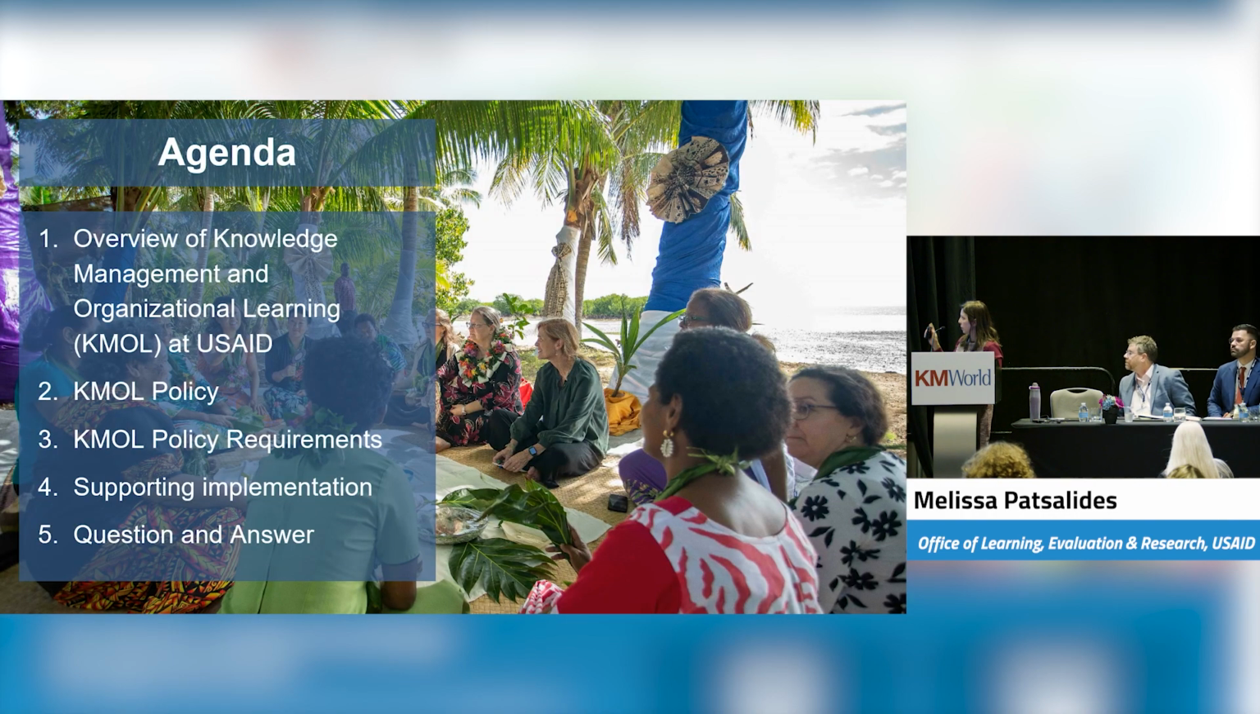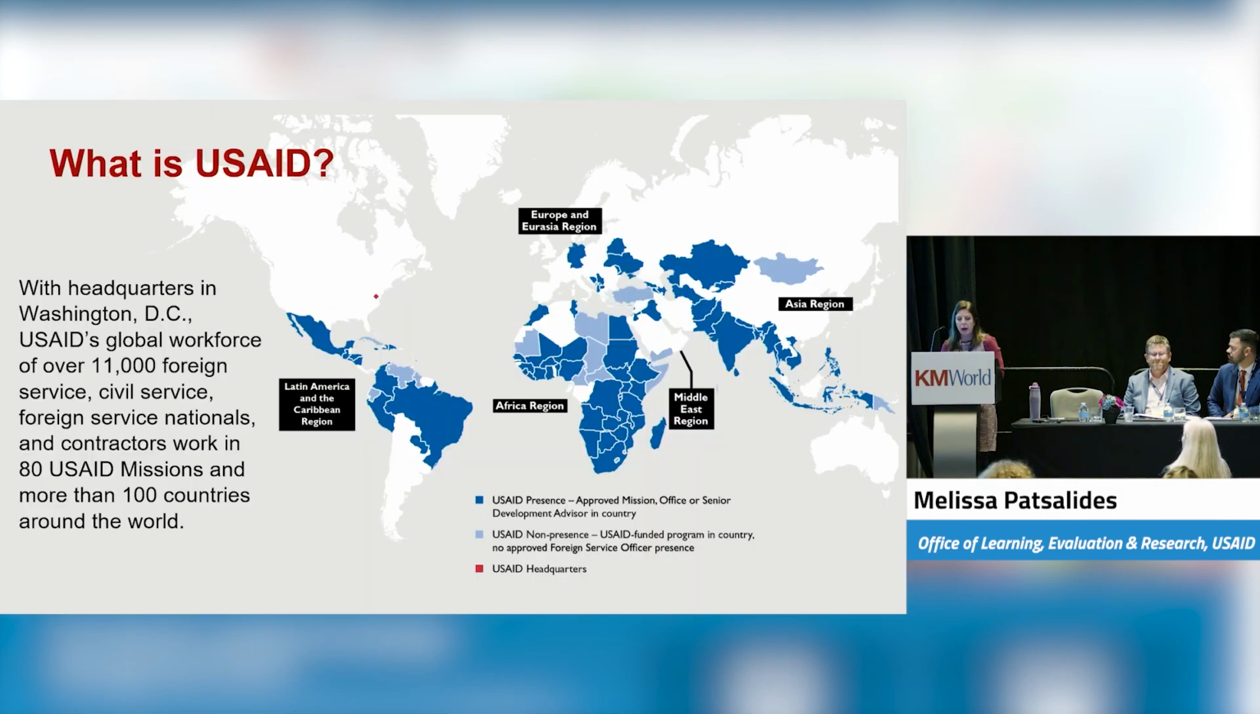I'll give you a quick overview of our agenda. We're going to talk about this function situated within our agency, then talk through the components of the policy, what we are requiring within our policy for our organization, and how we plan to support implementation. Then we'll have time, hopefully, at the end for some questions and answers.